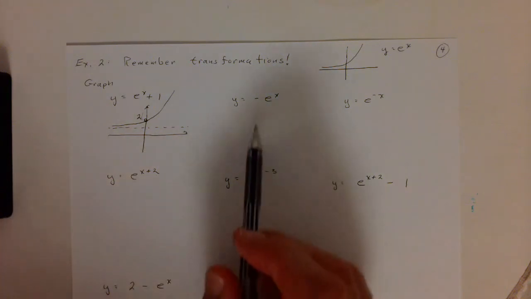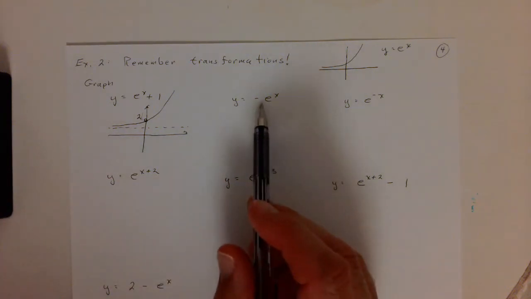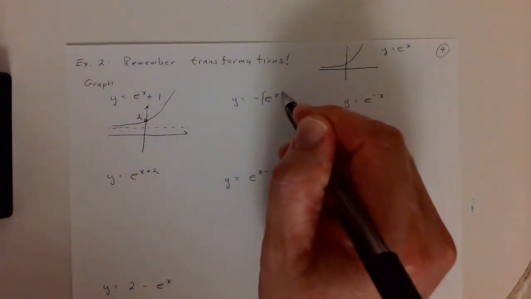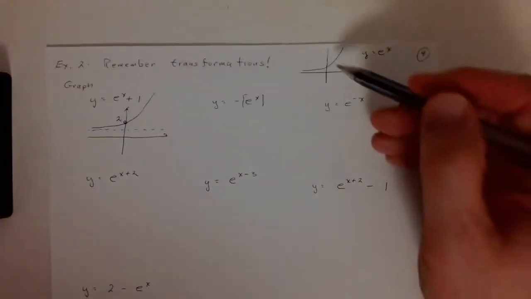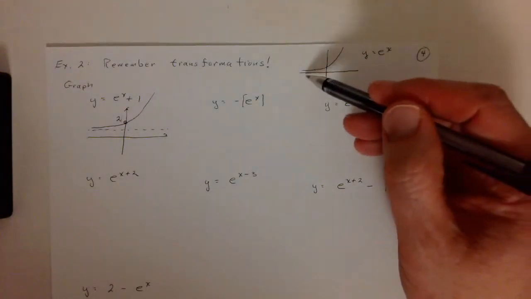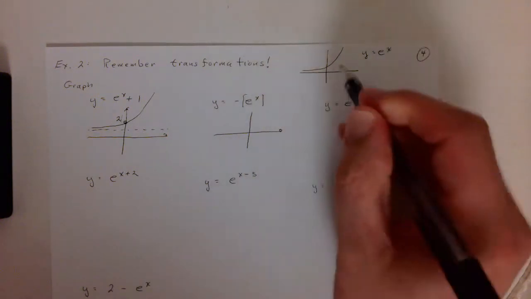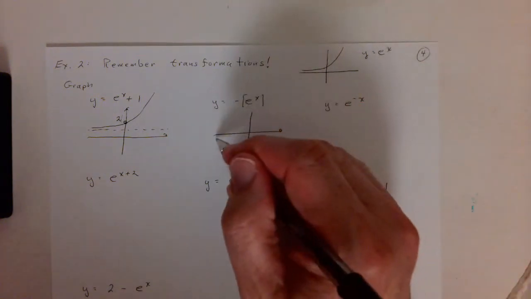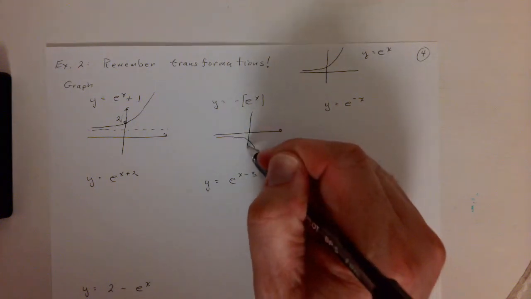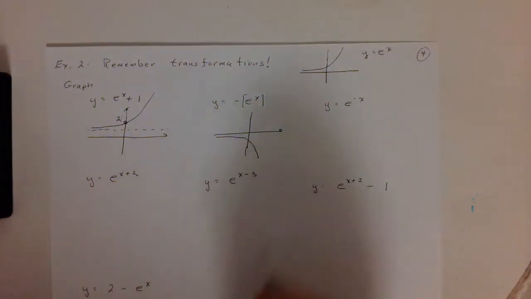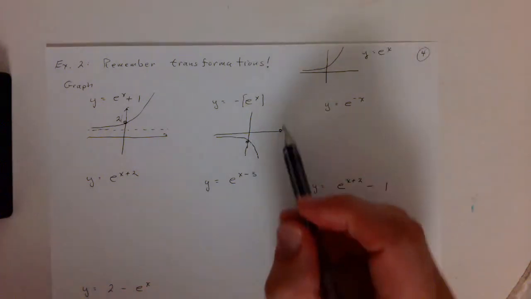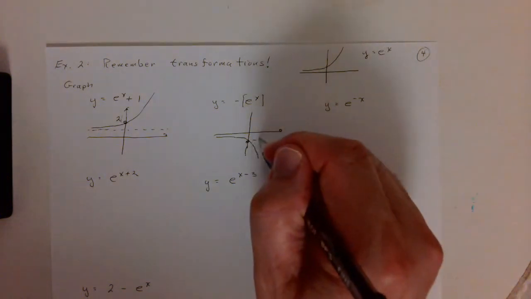In the next example, negative e to the x, we're putting a minus in front of the whole thing. So that's a reflection through the x-axis, as we're changing the sign of the y-coordinate. And so this piece now is down here. Okay. And we can see that if you plug in x equals 0, you get negative 1.